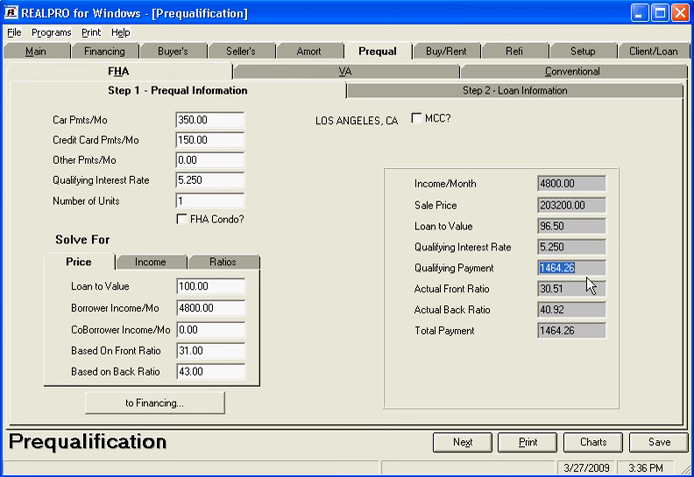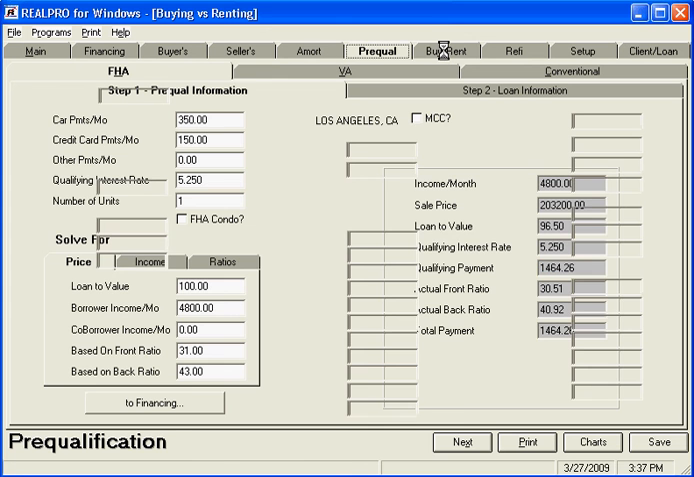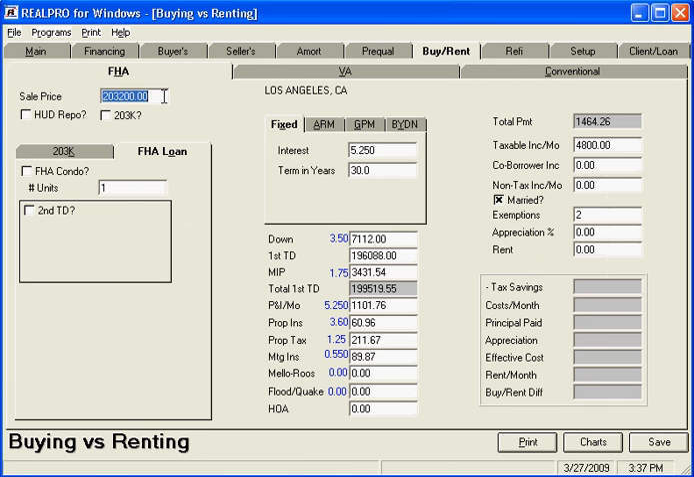I have already printed the pre-qual program, so I'll attach that as a PDF file for you to see what these numbers look like on the pre-qual. But we're going to switch over now to the buying versus renting. So click on Buy Rent, and the sales price comes across with us. Here's our interest rate, 5.25. Term is 30. Here's your 3.5% down. All the same information that we just saw on the pre-qual.